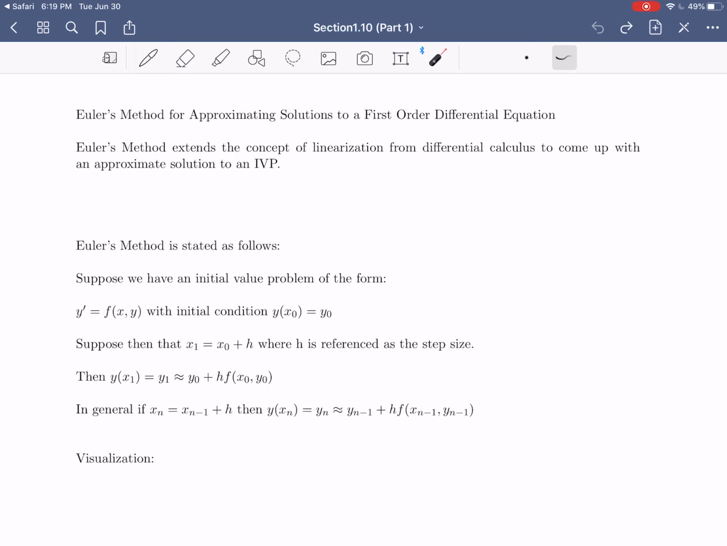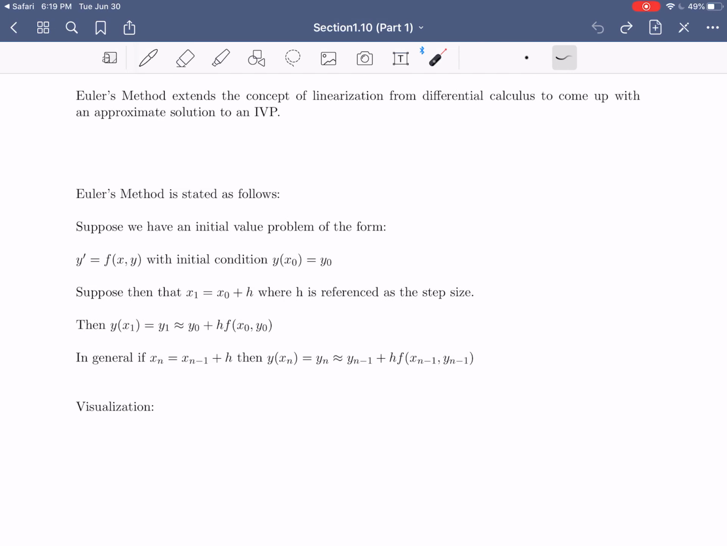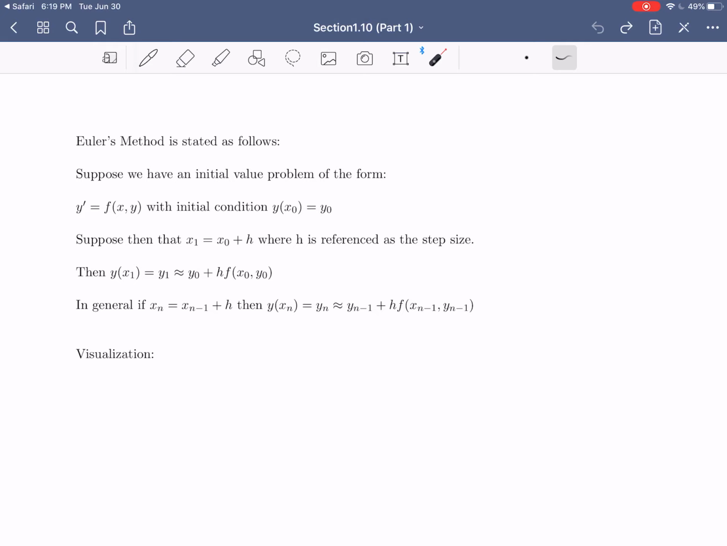Well, Euler's method basically extends the concept of linearization that you learned from differential calculus, the idea of taking the approximation of the derivative at one particular point and then extending linearly from there to come up with an approximate solution to an IVP. So we're going to state Euler's method, give a quick visualization, and then look at a couple examples. So Euler's method can be stated as follows.